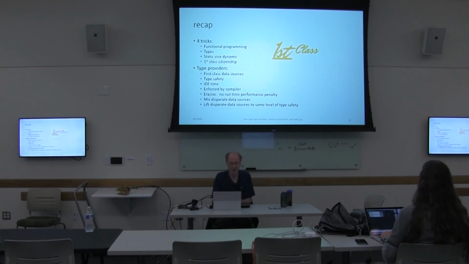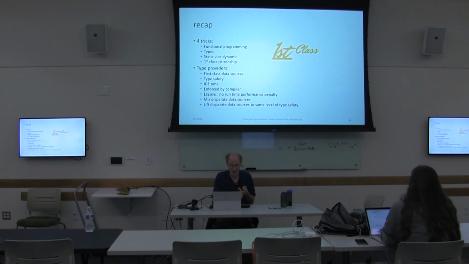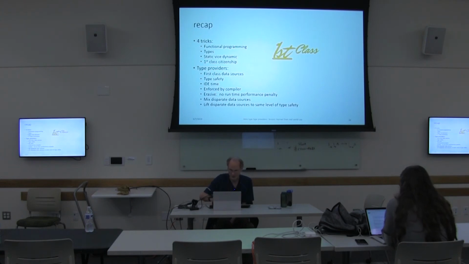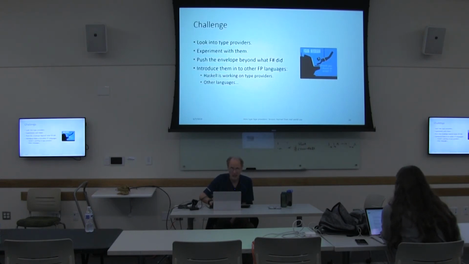So we saw 4 tricks here. We're using functional programming. We're using types. We turned up the static knob and turned down the dynamic knob, and we have first-class citizenship. These are the bag of tricks that comprise type providers. It's a way of making data first class and providing everything at IDE. And the compiler enforces these, and we can mix disparate data sources. So this is all the stuff we went over.